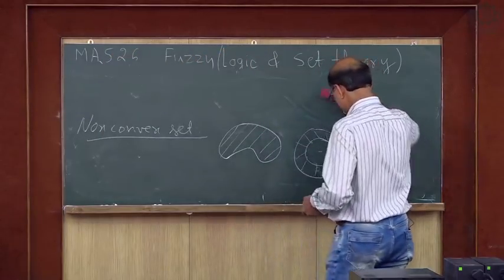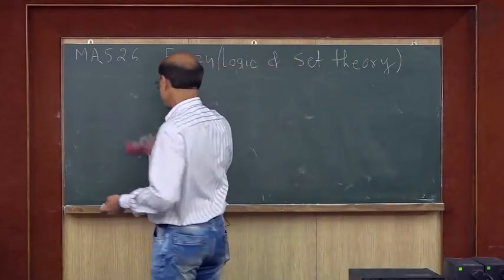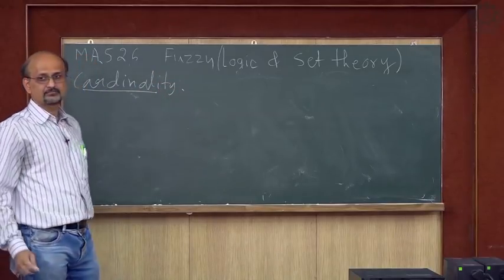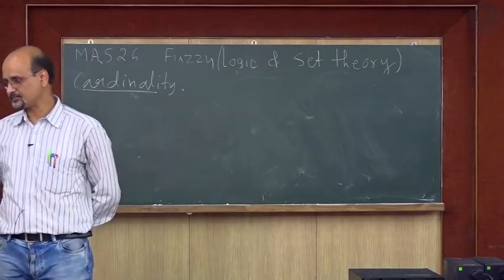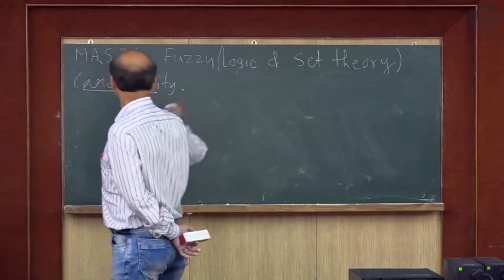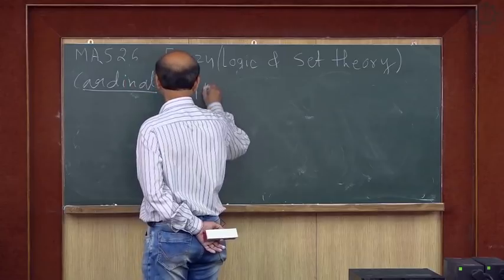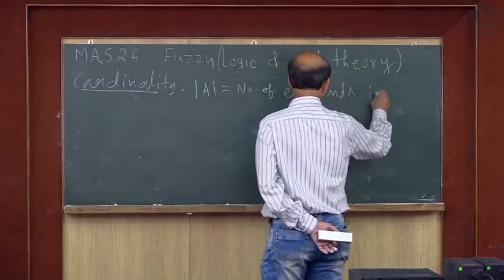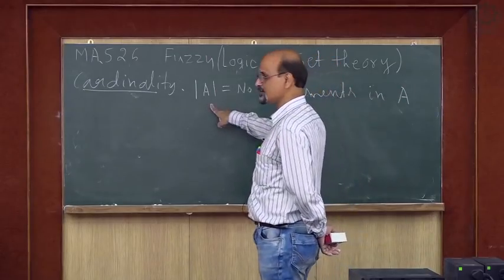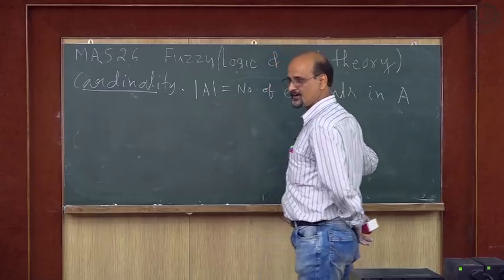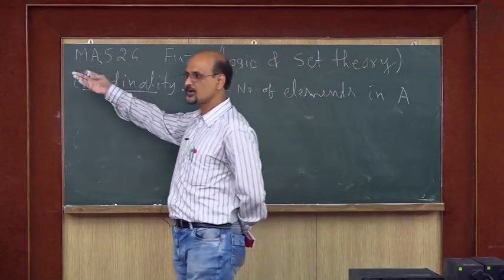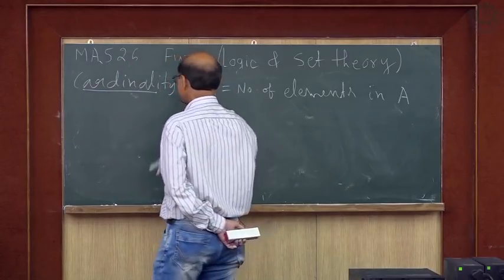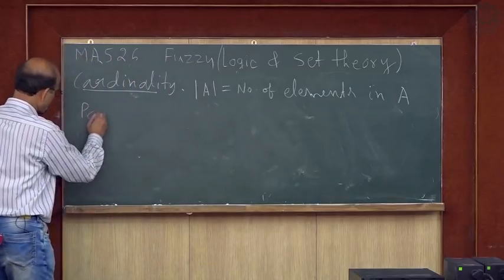Now, I hope you know what is cardinality. Cardinality of a set is the number of elements in the set. So, cardinality of A is the number of elements in A. If A is finite, then the cardinality will be finite. If cardinality is infinite, then the set is infinite. Okay. Now, from here I can also have the power set.